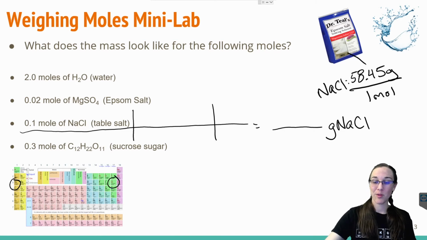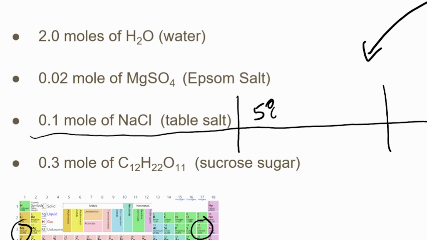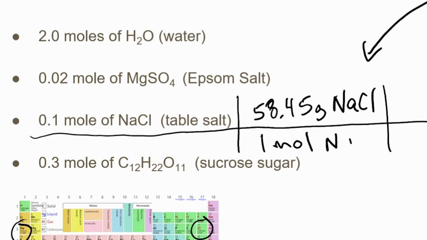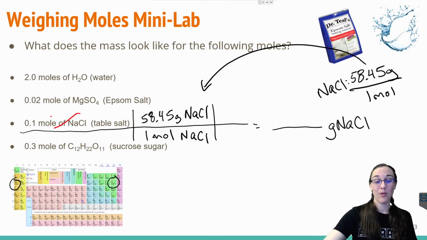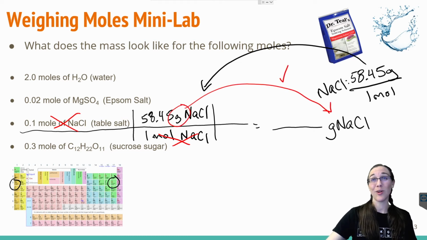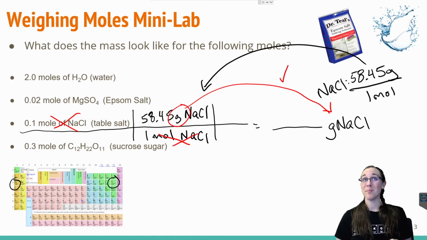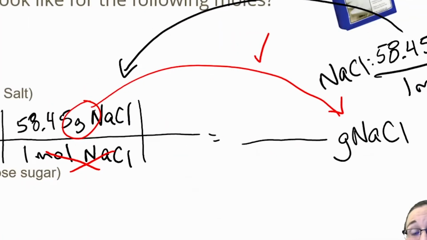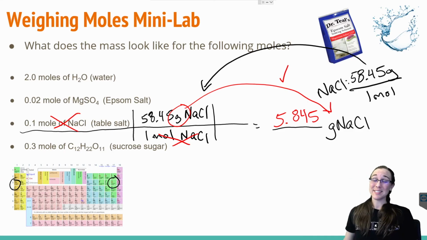Going to take our molar mass, just like we did before, and plug that in, our domino piece, 58.45 grams of NaCl in 1 mole of NaCl. Then we see that our mole value cancels, and we are indeed left with grams, which matches our goal unit, so we did it right. Now all we have to do is multiply the 0.1 by 58.45. That gives us 5.845 grams of NaCl.